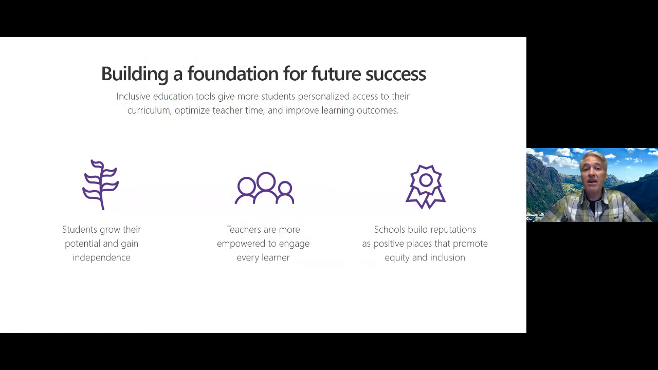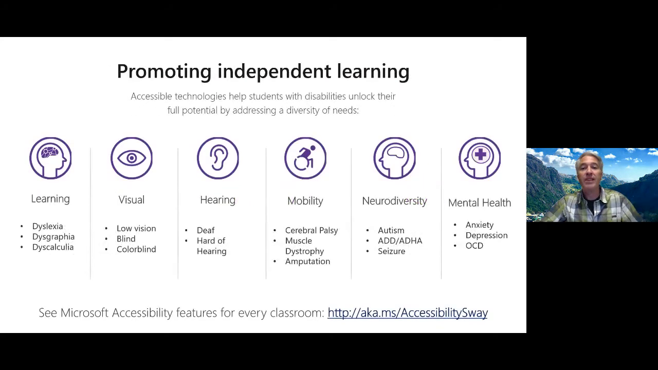Now, in terms of how we think about this at a high level, we want to enable students to grow their independence. We want to enable educators, and in this case, parents too, to help every learner. And then at a system level, how do we help districts, systems build reputations? How do we help them meet their goals around inclusion, accessibility, and equity? And all these things transition across remote learning, learning from home, and everywhere in between.